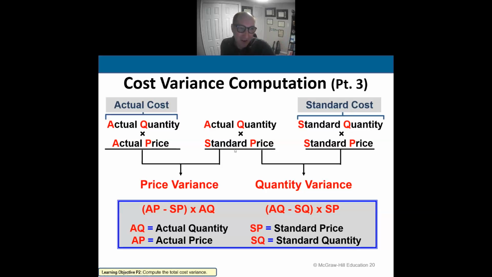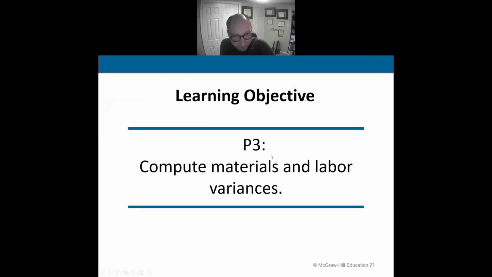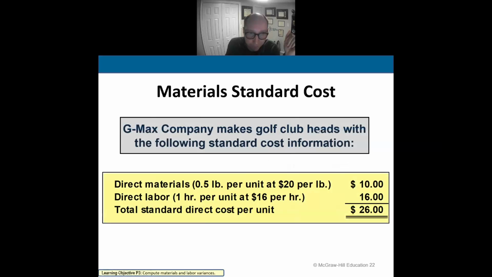Important. Okay, so remember, within the cost variance, there are two other variances. There's a price variance, price difference, and the quantity variance, quantity difference. Now, of course, there are other variances to be concerned about. There's what we call materials variance and labor variance. And remember, the word variance simply means the difference between the actual and the standard. First, let's talk about materials variance.